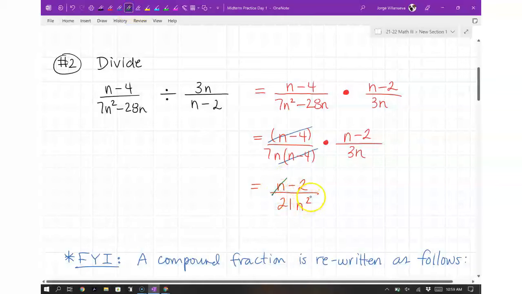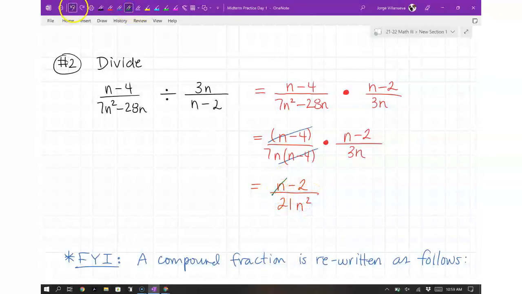Sometimes people are like, oh, you can get rid of one of these because they both have it. You can't do that. Okay, don't do that. The only way you can get rid of a single n is if there's another single n on top and bottom, but they can't be connected to a binomial with addition or subtraction. So the one on top, it's stuck.